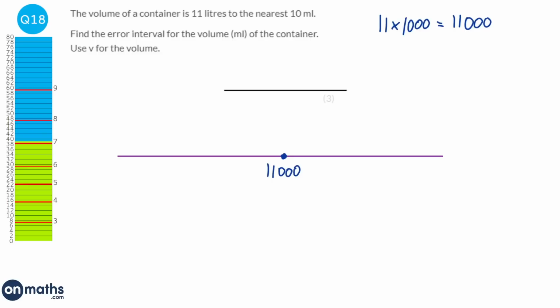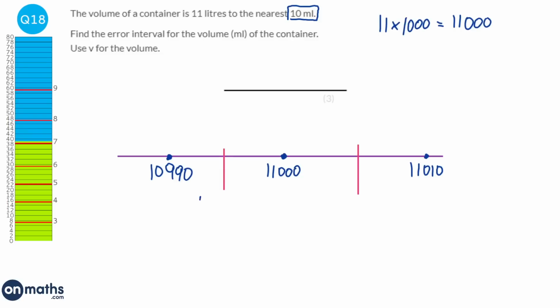Now, what would be the next one down if we're looking at to the nearest 10 mil? So we're going to add a 10 mil on, which will be 11,010, and we're going to take the 10 mil away. So 11,000 take away 10 mil will be 10,990. Now when we're looking at limits with the upper and lower part of it, we are looking at halfway points. So halfway here and halfway here.